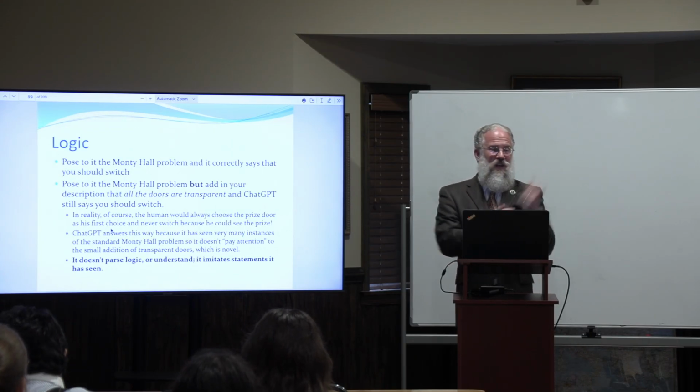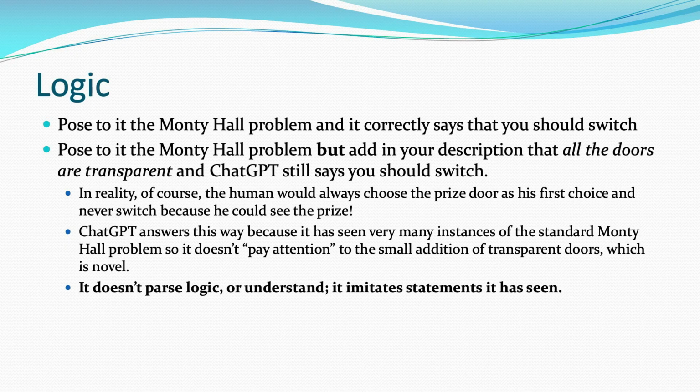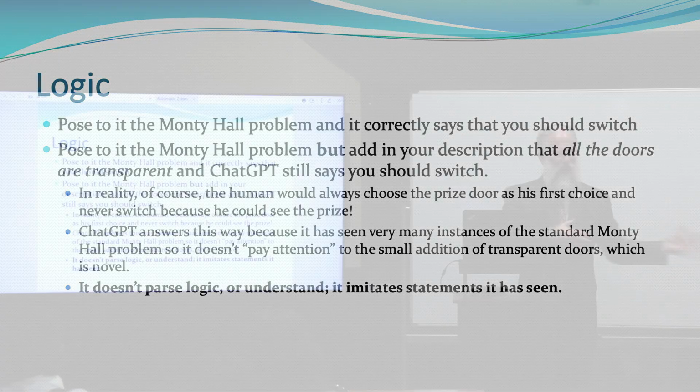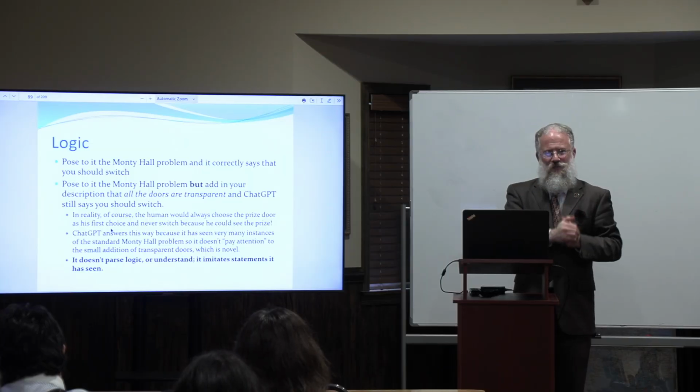It fails in kind of basic common sense and logic. So if you pose to it the famous Monty Hall problem, it will give you the correct response because it's seen this problem written up jillions of times. I don't know if you know what this is. It was an old game show called Let's Make a Deal. 3 doors. There's a new car behind one door. There are goats behind the other 2. Monty Hall says, pick a door.